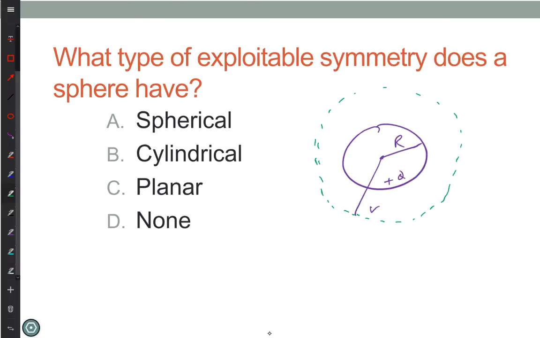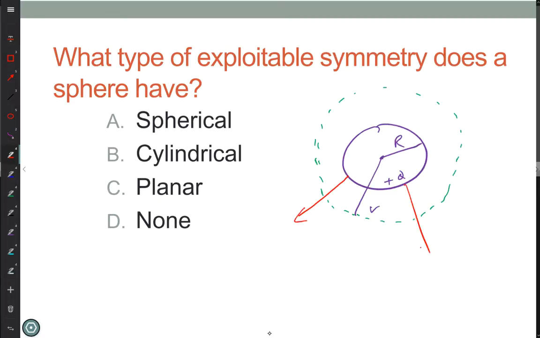Now, based on our picture, what direction does the electric field point? Always away, normal to the surface. So the electric field is pointing like this or like this. What direction is the area of the surface of my Gaussian sphere? My Gaussian surface, that sphere, what direction is the area for that?